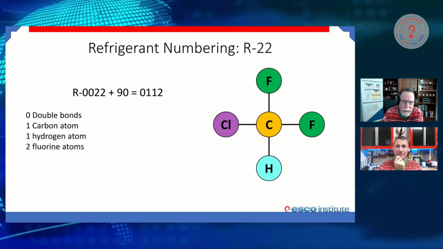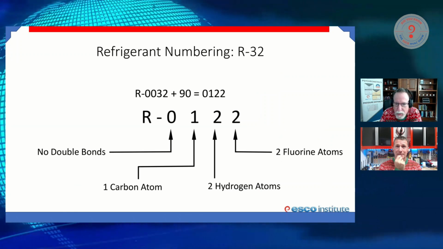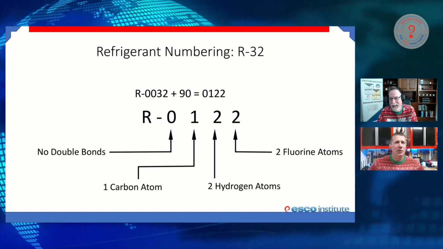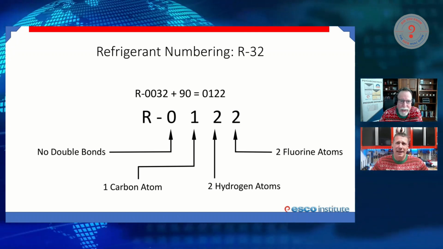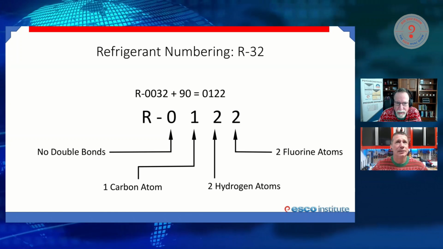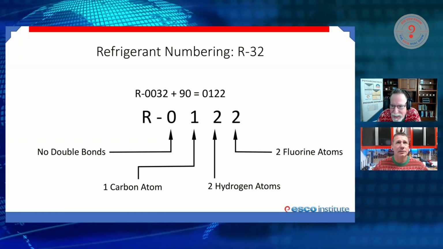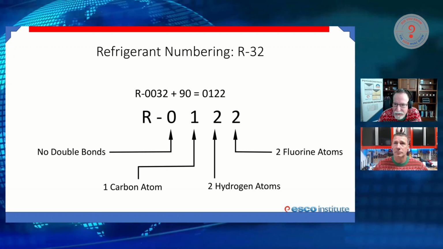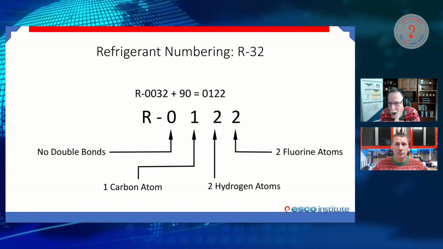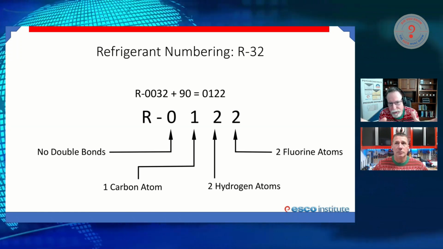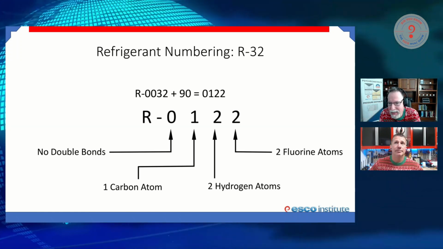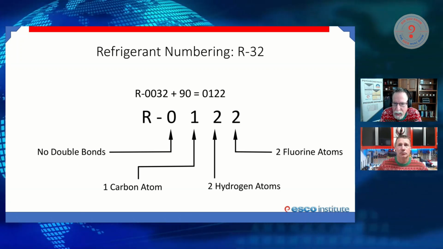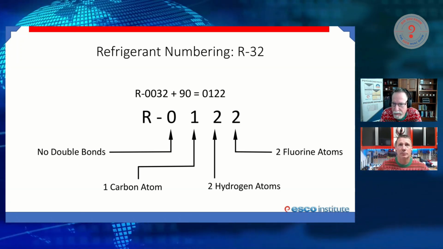And this will work with multiple refrigerants. So let's do R32. We hear a lot about R32 lately. So we've got R32. We add 90 to R32. 32 plus 90 is 122. So the first number is 0, no double bonds. The next number, 1 carbon atom. Again, R32 started life as methane. The next number is 2 hydrogen atoms and 2 fluorine atoms.